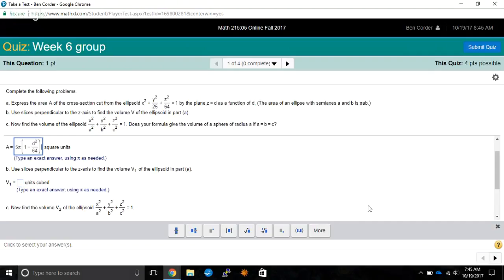I'm not remembering how to do this. Can I just pull out 5 pi? Yes, you can pull out constants. Then you can split the integral into 2 parts. The 1 and then the minus 5 pi over 64, or the d squared over 64. Okay. So then it'll be 5 pi d, subtract.